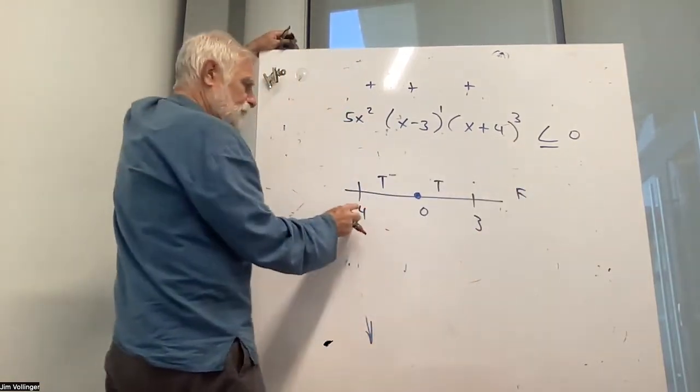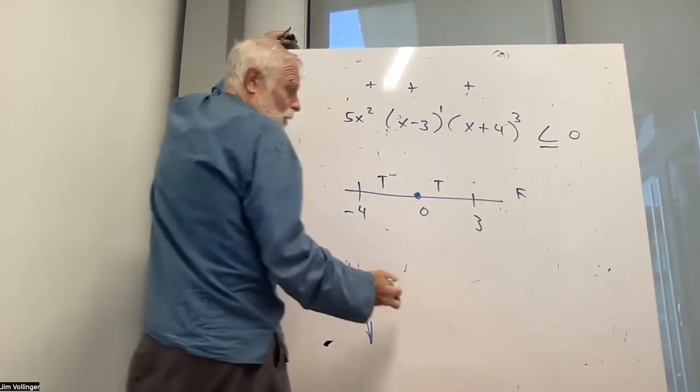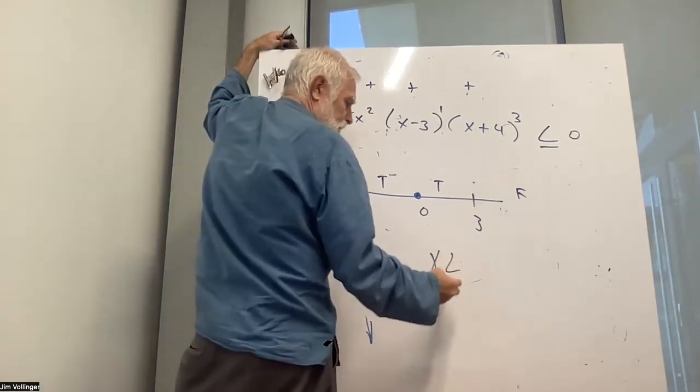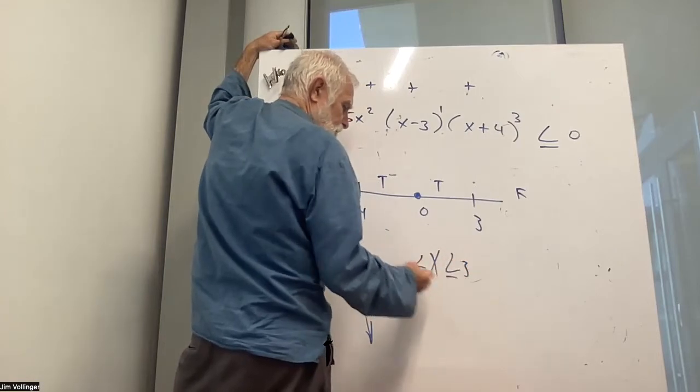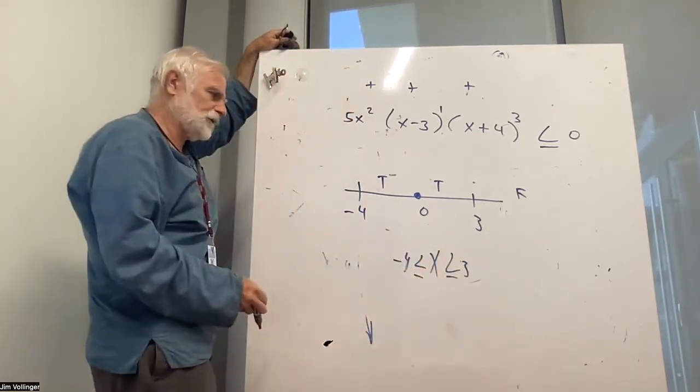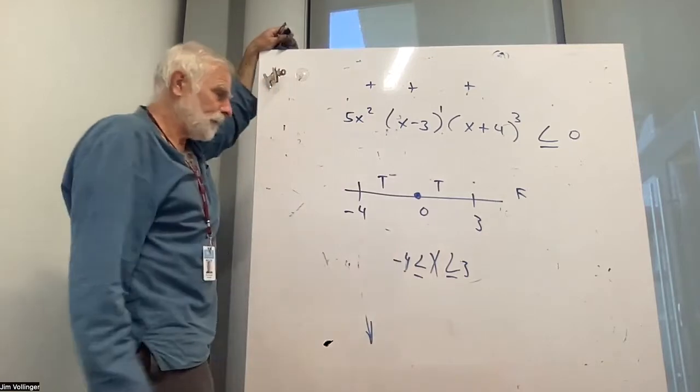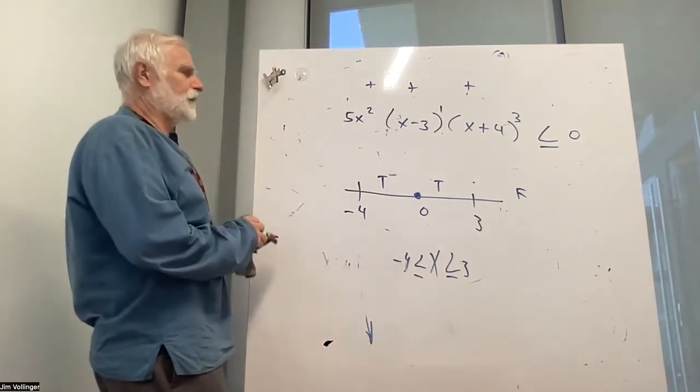Well, it looks like it's from -4 to 3 is working. So I would show it this way. Less than or equal to 3, greater than or equal to -4. I think that's better than interval notation when it's just one interval. All right, no need for interval notation then.